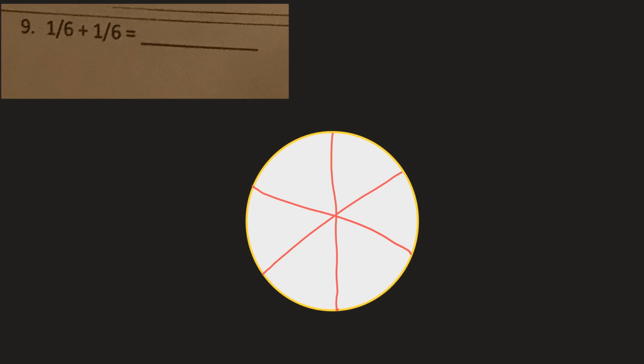Okay, 1/6 plus 1/6. I've done my best to draw it the best I could, but I'm not a great artist. So anyway, I've broken my circle into 6. So 1/6 plus 1/6 would be 2/6.